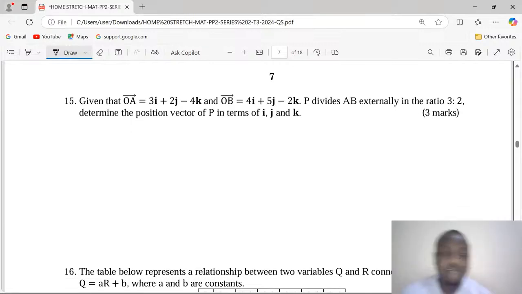Given that the vector OA equals 3i plus 2j minus 4k, and vector OB equals 4i plus 5j minus 2k, we are also told that P divides AB externally in the ratio 3:2. Determine the position vector of P in terms of i, j, and k.